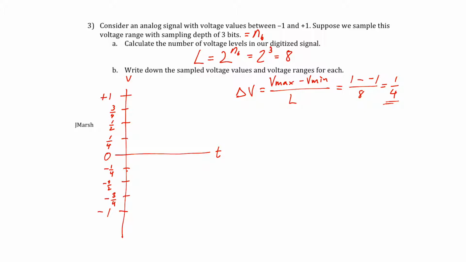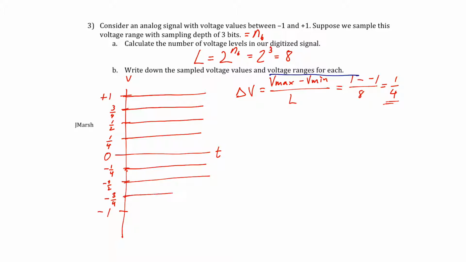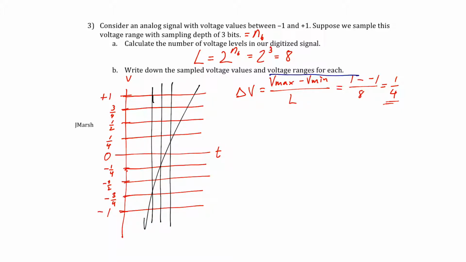Okay, and then I can also write down: these are the voltage ranges, and these are the sampled voltages right in between them. What I mean by that is that whenever I have a signal, let me go ahead and sketch these out for a moment. Suppose that we sample this signal at these times, then what we're looking for is, at the times indicated by the black vertical lines, where is the signal?